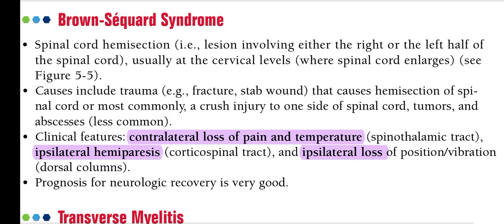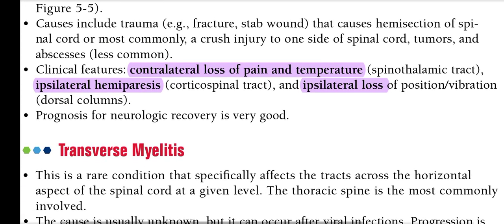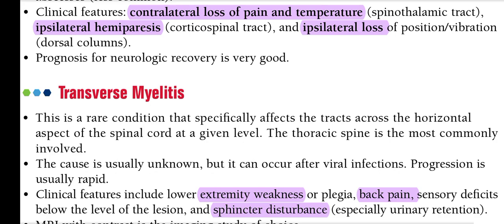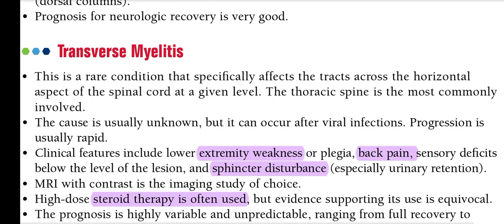The third one is transverse myelitis. This is a rare condition that specifically affects the tracts across the horizontal aspect of the spinal cord at a given level. The thoracic spine is the most commonly involved. The cause is usually unknown, but it can occur after viral infection. Progression is usually rapid and can lead to death.